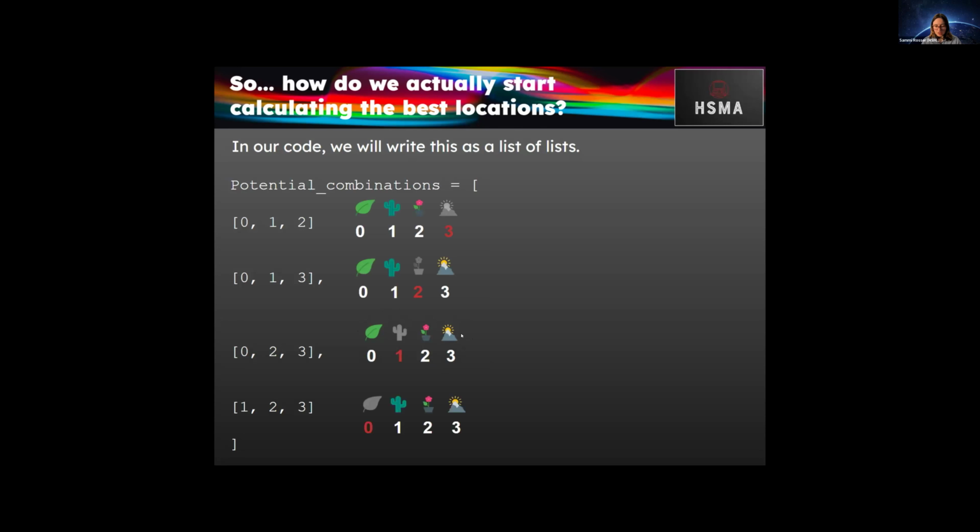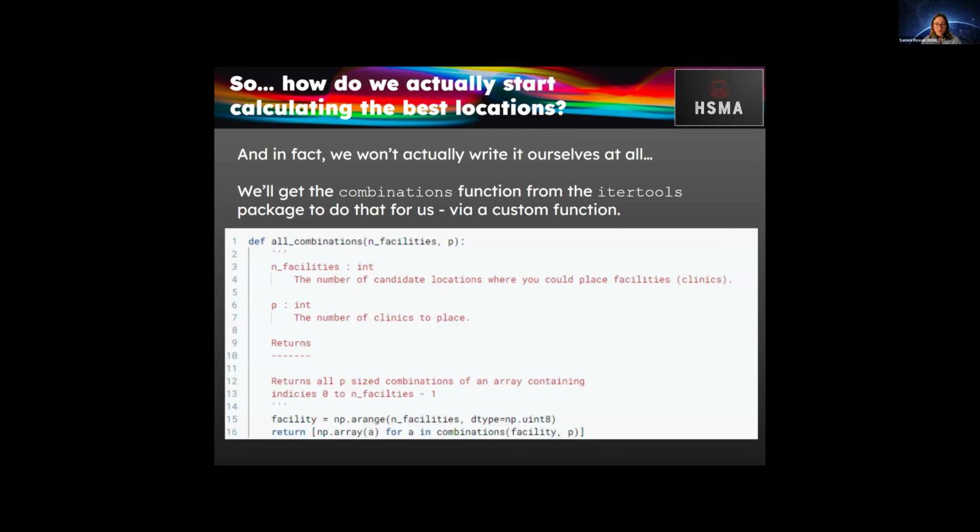And we can have the other as well. And in fact, we won't actually write that ourselves, or we don't need to sit down and calculate them. We will get a function from Python to do this for us. So we'll get the combinations function from the itertools package via a custom function that we've written for you, so you can take this away and reuse it. It just gives you everything that we've just talked about in a nice output.